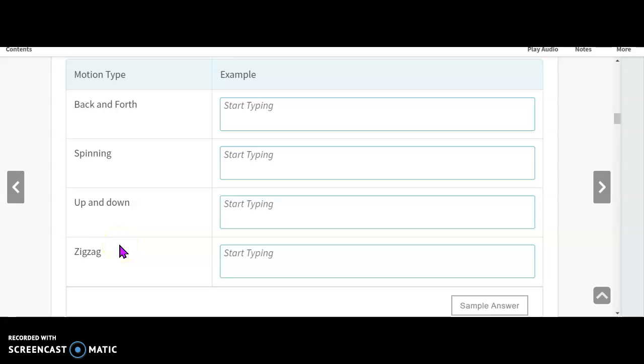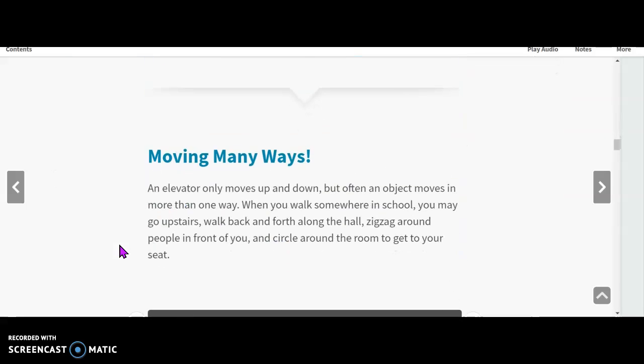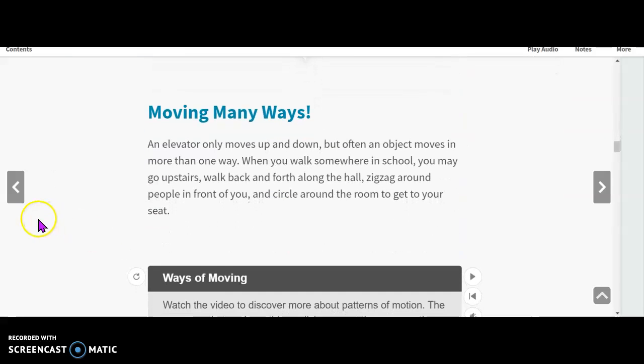Now today we're going to look at page 162 in your science book, so make sure you're following along, page 162. And the heading is called Moving Many Ways. Moving many ways. Follow along as I read.